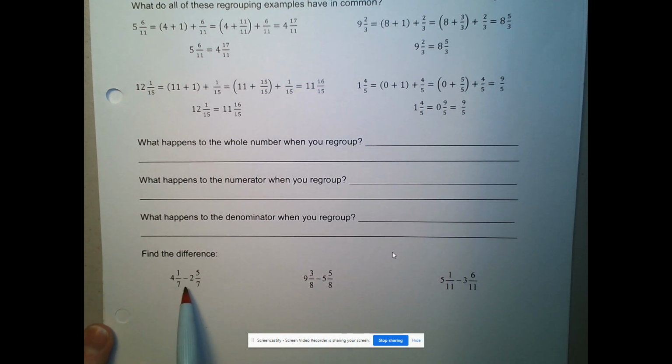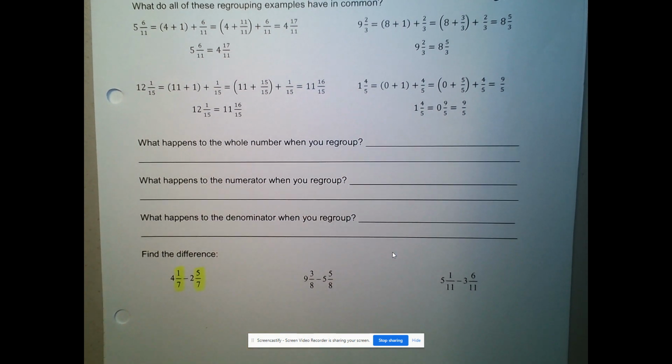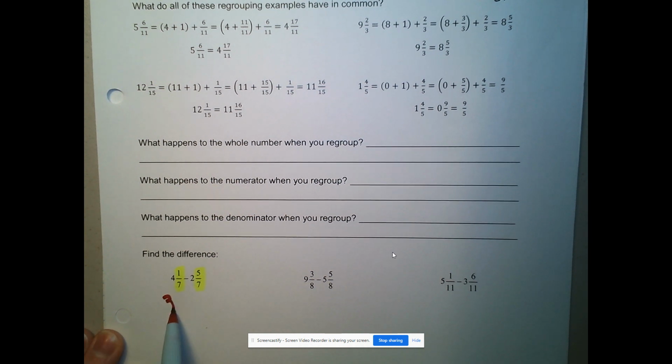4 and 1/7 take away 2 and 5/7. Do you all agree that if I tried to do 1/7 take away 5/7, I don't have enough 7ths to do 1/7 take away 5/7? I'd have to go into the negatives. Well, in order to avoid that, we're going to do something called regrouping. We're going to take away one of the whole numbers. So instead of having 4 wholes, we're going to go down to 3 wholes. Because a whole is worth 2 over 2, 3 over 3, 4 over 4, 5 over 5, or in this case, 7 over 7.